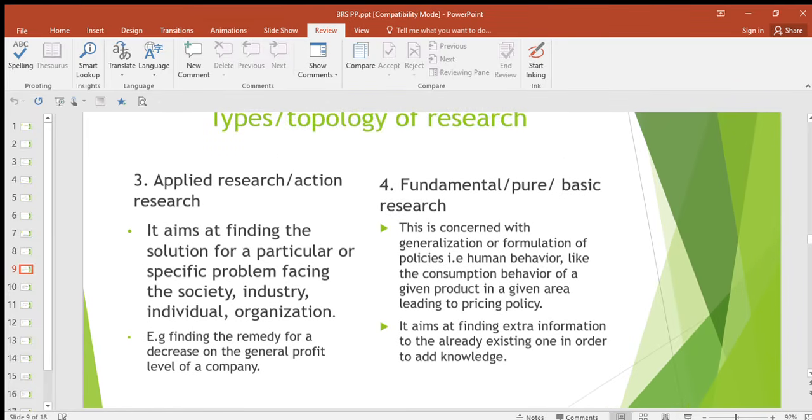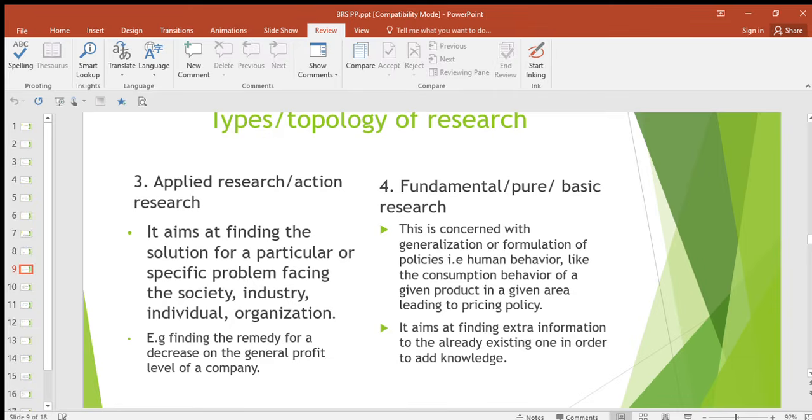Applied research, from the word application. Applied or action research aims at finding a solution for a particular or specific problem facing the society, an individual, an organization, or an industry. So applied research is about finding a solution to a specific problem that is being faced maybe in a particular society, by someone, maybe a friend, by an industry or an organization.